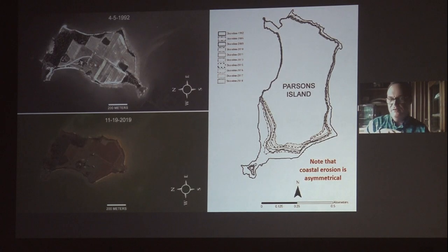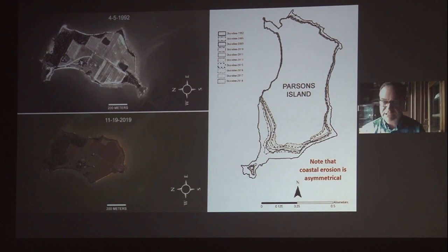If you look at it in Google Earth, you can kind of reconstruct it here. And in 1992, you get an idea of the landscape. By 2019, it's clearly heavily eroded, and you'll note that the erosion is asymmetric. It's not uncommon. The northwest side of the island is very protected. As a result, it's not retreating the most.